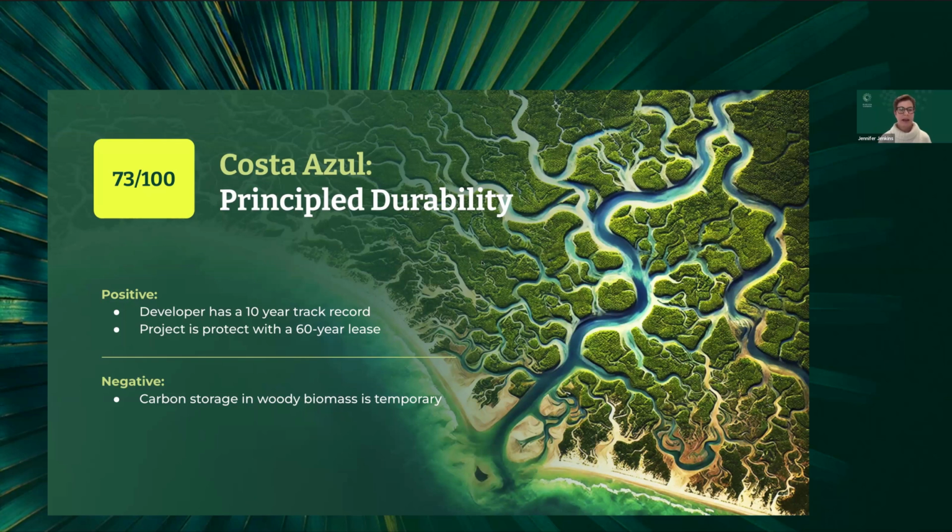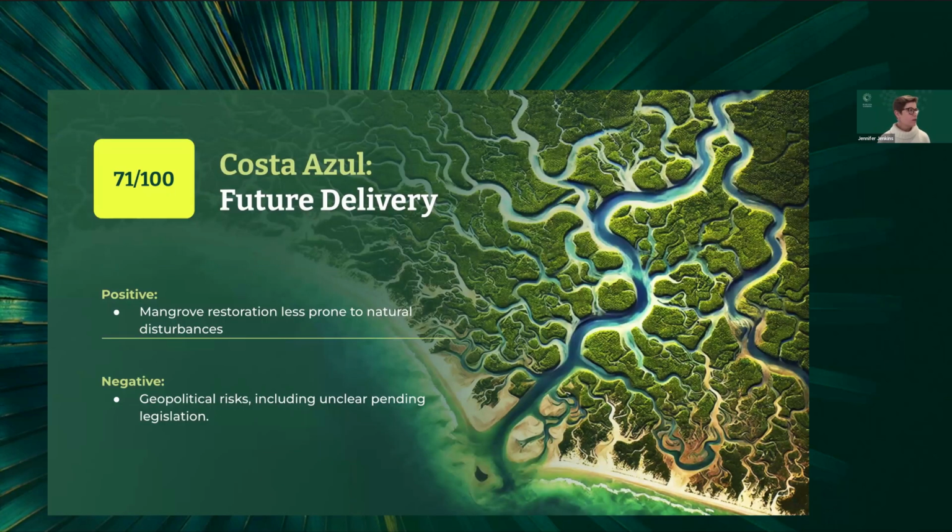Awesome. Thank you. So the last subscore for Costa Azul is future delivery risk. And so we've rated this one at a 71 out of 100. So there you go. Future delivery risks for nature-based projects are always higher than for engineered removals, right? Because the nature-based projects are just exposed to natural disturbances and changing management practices, right? That's just kind of a fact. But, nevertheless, this project is restoring an arid mangrove system that's less prone to extreme environmental changes than other coastal ecosystems might be. So there's a balance there.